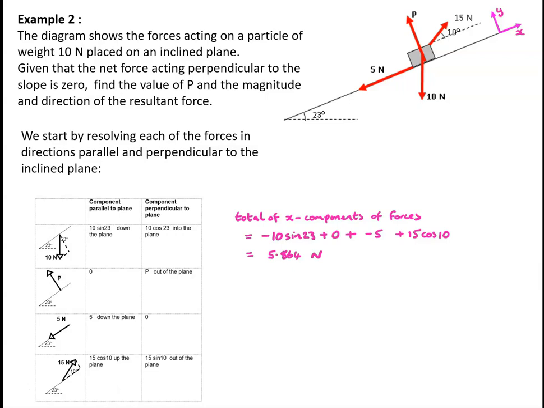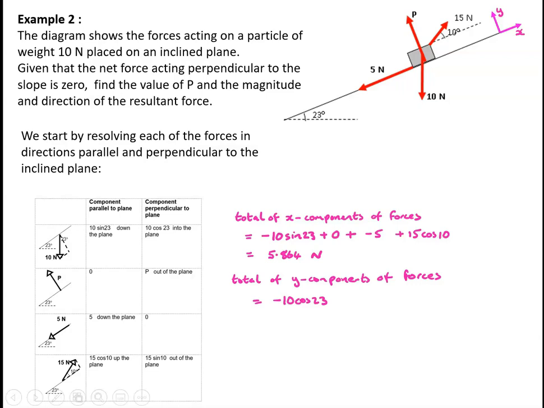Doing the same now for the components perpendicular to the plane, and in this case remember out of the plane is the positive direction for y, into the plane is in the negative direction for y. So the total of the y components of the forces, first of all we've got 10 cos 23 into the plane, in other words minus 10 cos 23 is the component of the weight in the y direction.